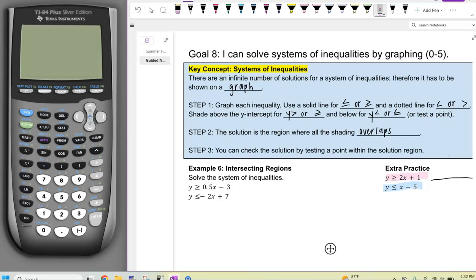Next, the solution is the region where all the shading overlaps. So if you have two lines, you're looking at where those two shading regions overlap. That's the solution. It's a whole entire section on the graph. And finally, step 3, you can check that solution. If you test a point within the solution region, it should make both of the inequalities true.